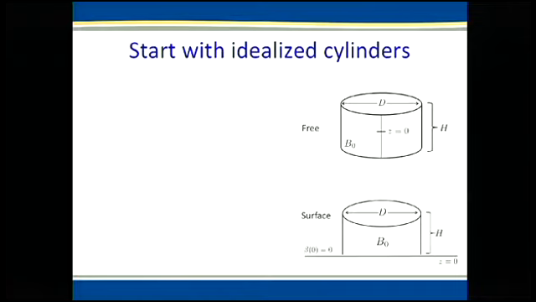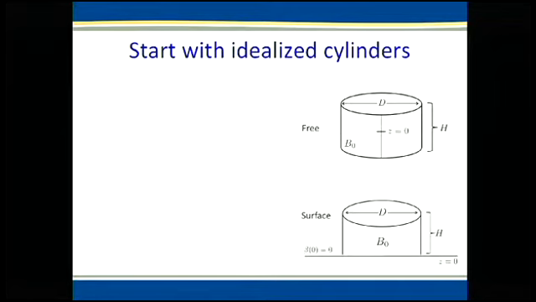So what we're going to do then is take a sort of spherical cow approach and just do the simplest thing possible. I guess in this case it's more of a cylindrical cow. So I just take some idealized cylinders with a uniform Archimedean buoyancy, some diameter d, some height h, and I consider a free cylinder that's just floating up somewhere high, far from any surface. And I consider a cylinder right at the surface, where there's a beta equals 0 boundary condition.